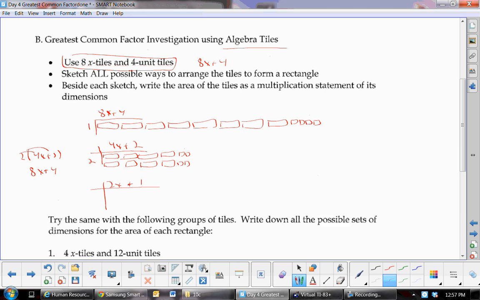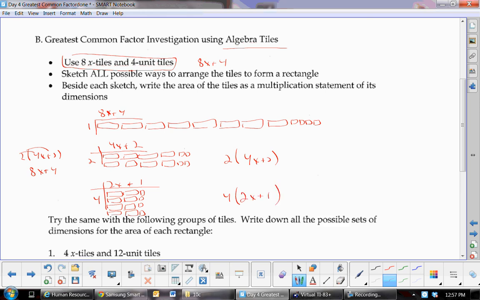2x plus 1, and then 4. So 1, 2x. 1, 2, 3, 4. Okay, so this one represented 2 times 4x plus 2. The one we just did was 4, and that is 2x plus 1.